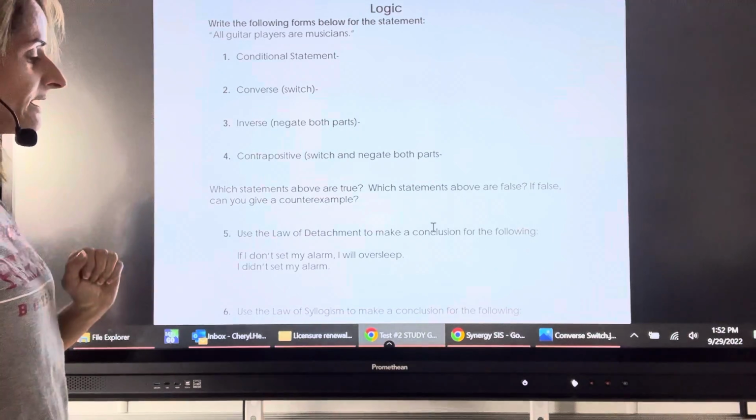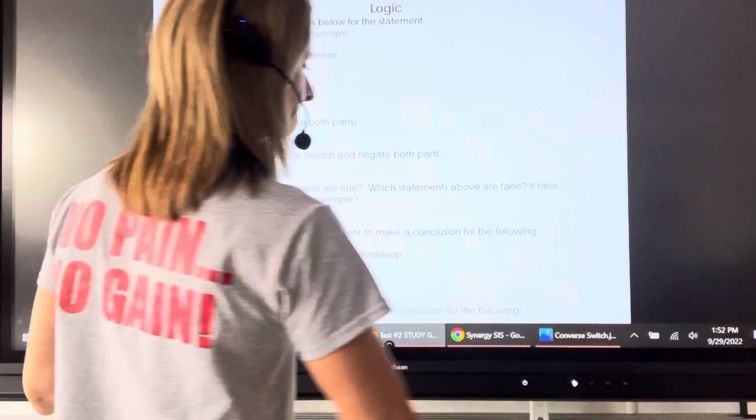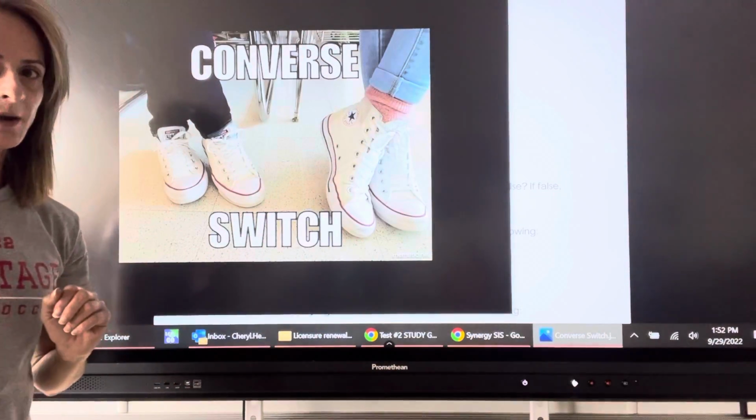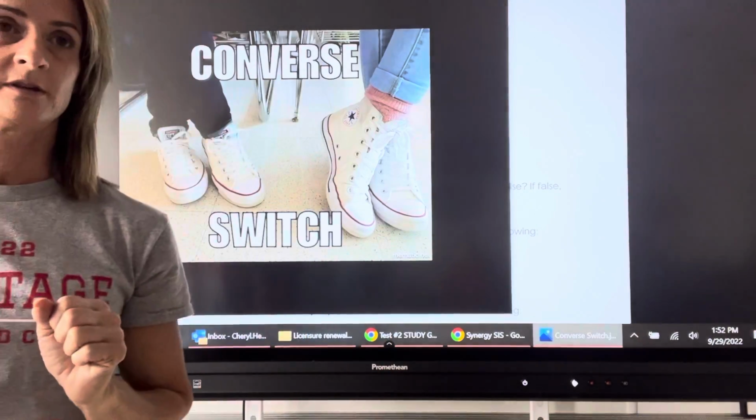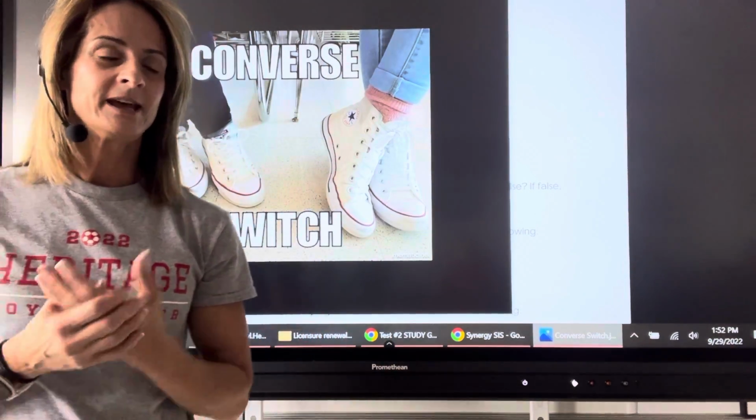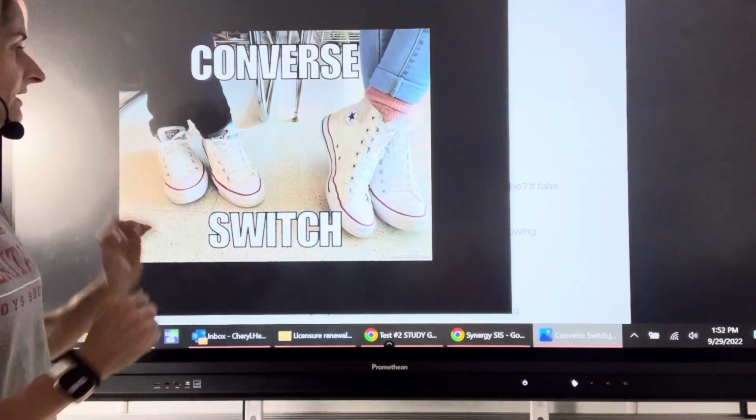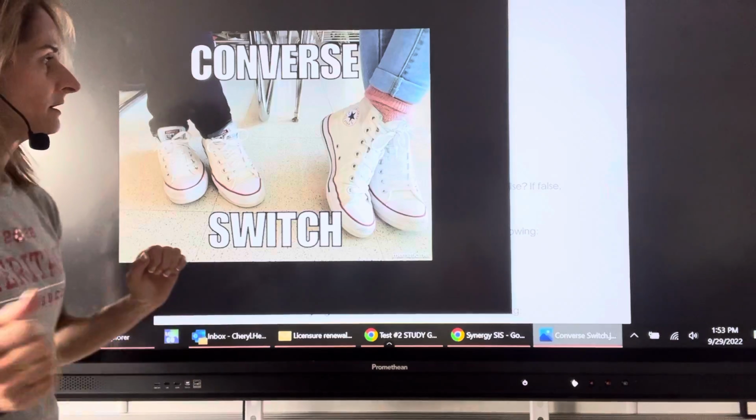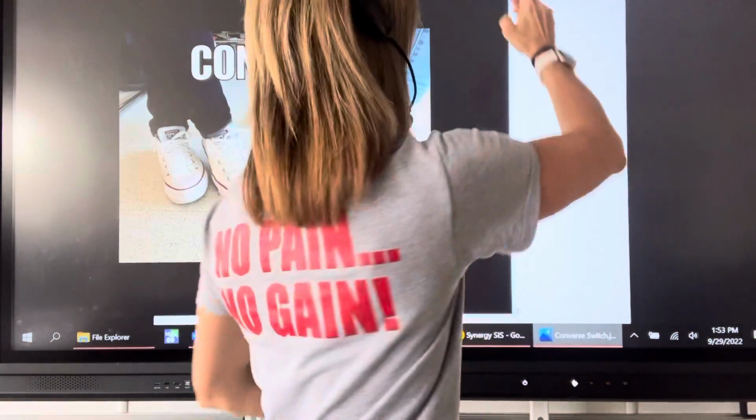Okay, now we need to write what's called the converse. And before I do that, I want to show you my meme, because we have a lot of trouble remembering the difference between the converse and the inverse, because the words sound really similar. One way I like to help you guys remember that converse is the switch is that you can, I made this several years ago, you can take your Converse shoes and you can switch them, but you can't make them negative, right? You can switch them. So the converse is the switch.